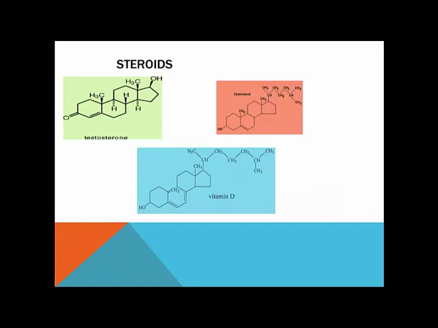Steroids are made of 4 attached carbon rings. They are used by the body as hormones such as testosterone, cholesterol, and vitamin D.